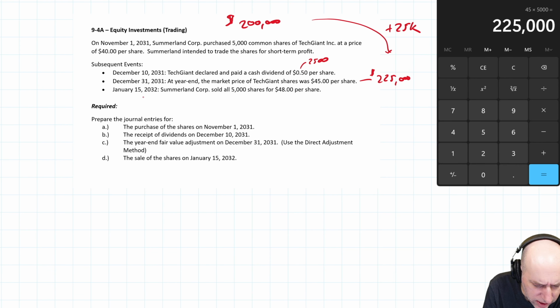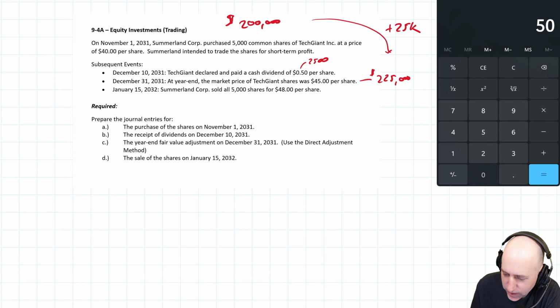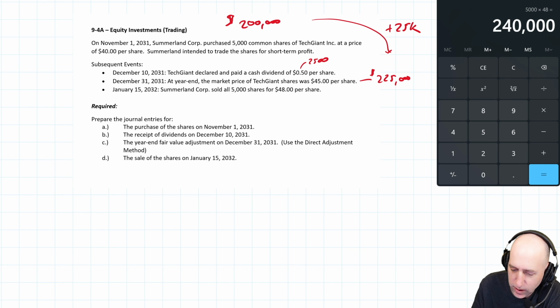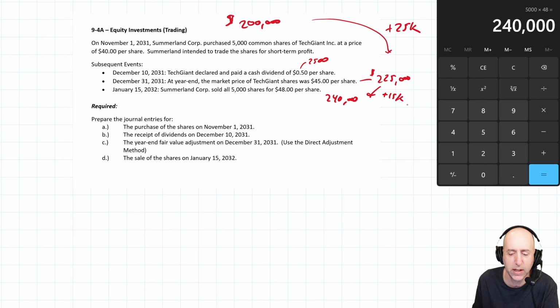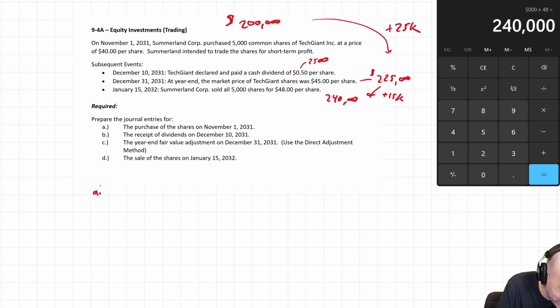On January 15th, 2032, we sell the shares. Oh, look at this. This stock really performed well for us. We sell them for $48 a share. So 5,000 at $48, we sell it for $240,000. You can definitely lose money investing too, but this happened to be one of our winners. We picked a winner with this stock, so it's plus 15K. Okay, so it says do all the journal entries. Fairly straightforward request. Let's see how we do with it.